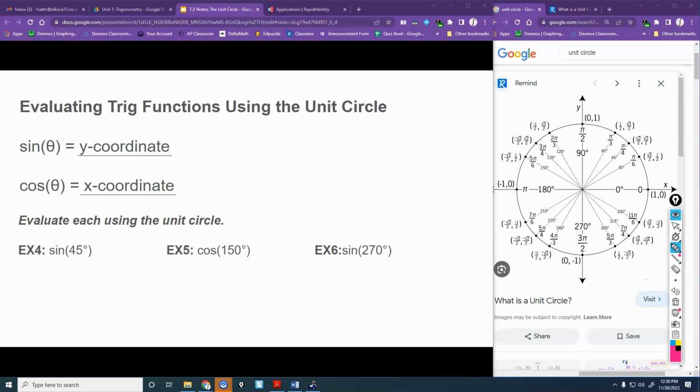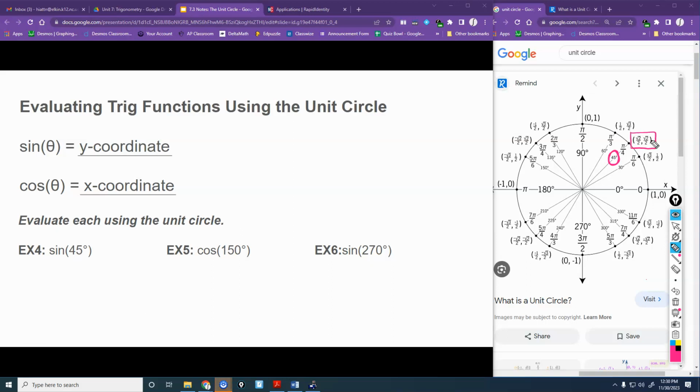That should be on the inside of the circle. That's where your angles are at. So it's in degrees, so I'm looking right here at 45 degrees. And then that means I need to look at this point that goes with my 45 degree angle. Right? So I'm finding my angle. I'm going to that point that goes with it.